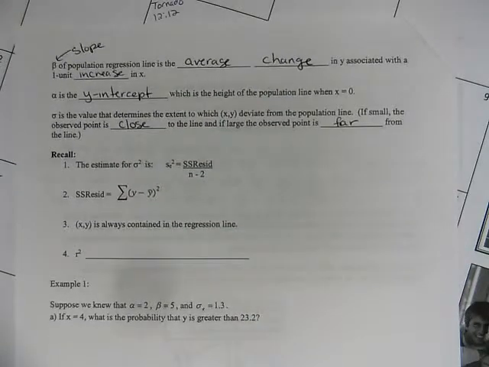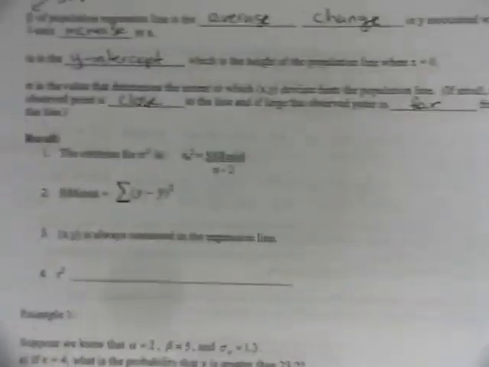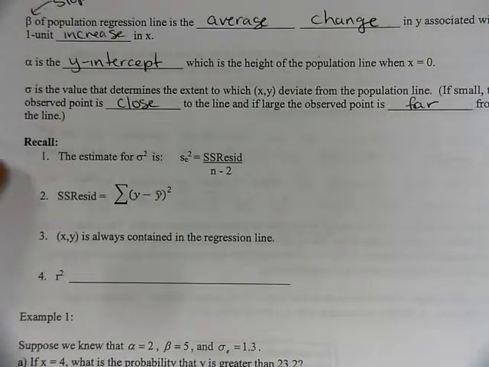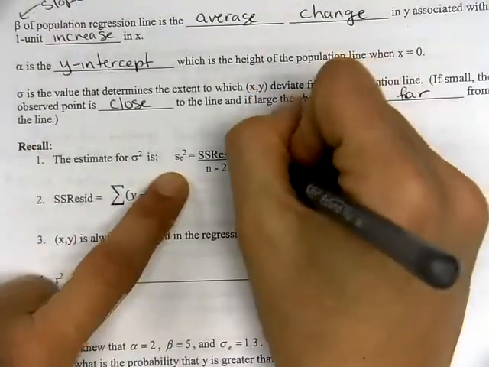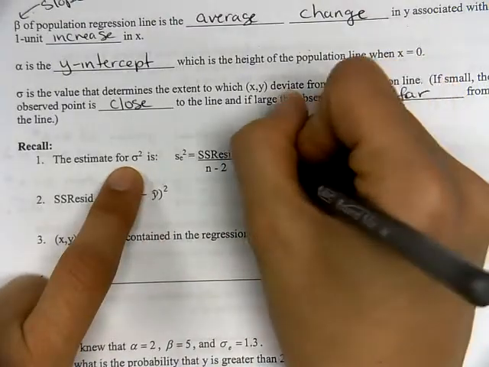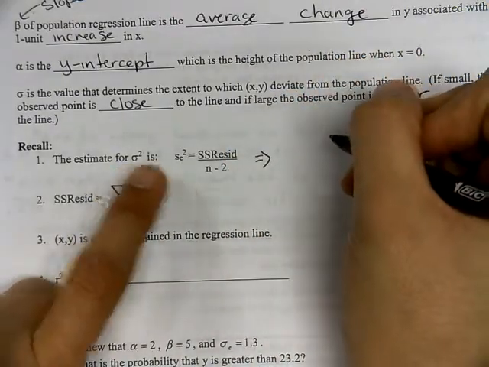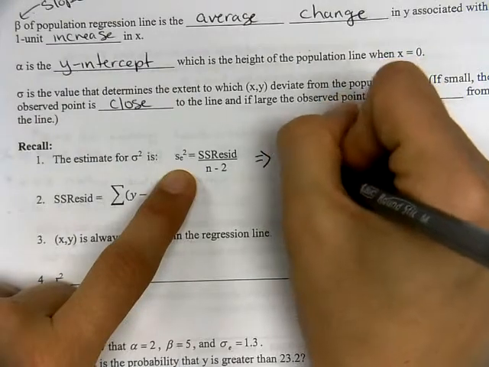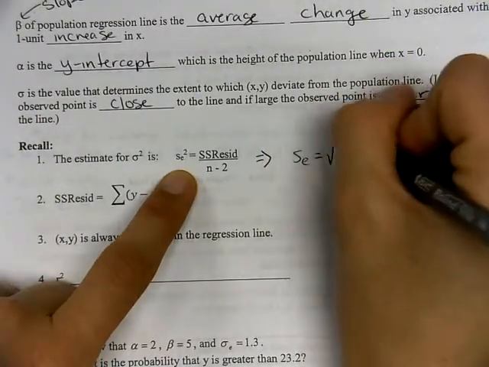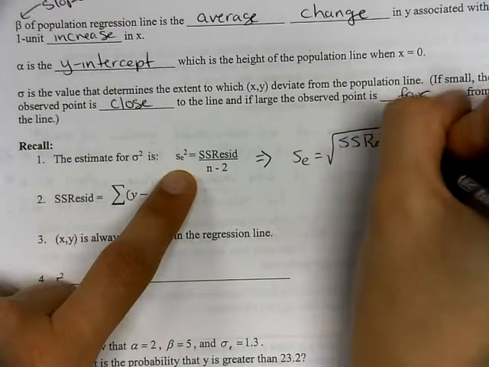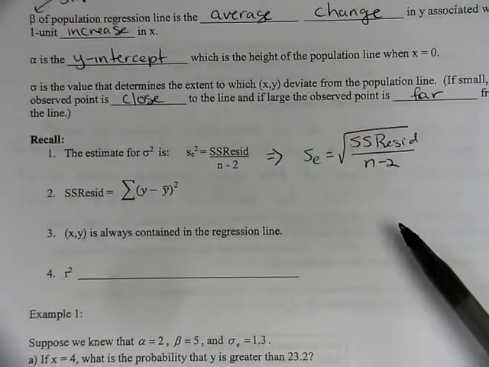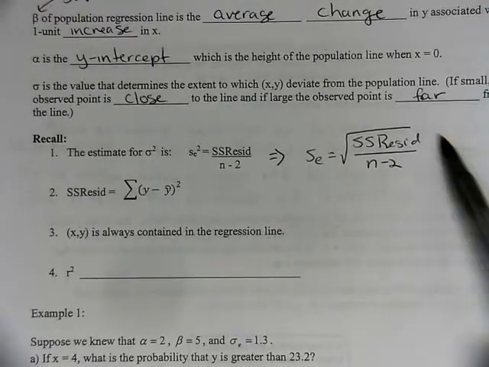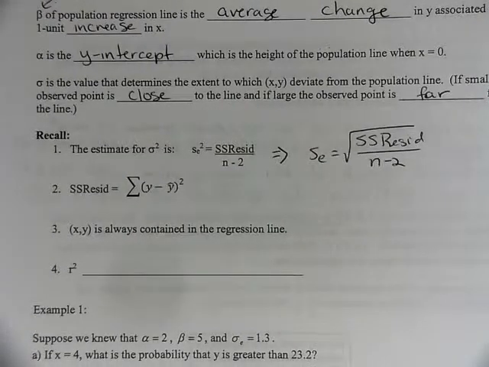So here's a couple things you've got to remember from chapter 5. First of all, S sub E. We're going to do standard deviation. So SE is the square root of the sum of the squared residuals divided by n minus 2. I'm going to give you computer outputs again so you can find this, and we have to know how to interpret it.